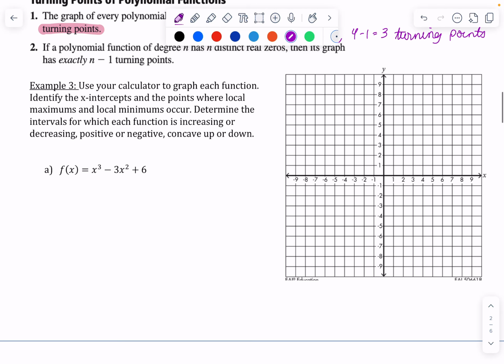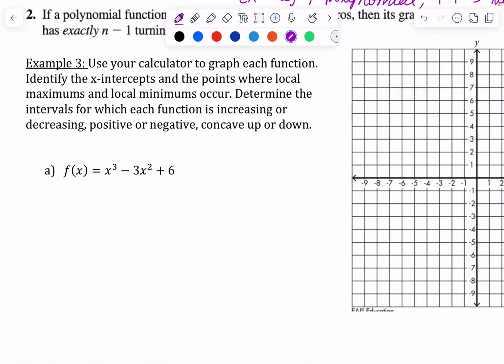Okay. For this next part, I'm going to have to use my calculator, and I won't be able to show you guys that, but just follow along on your own calculators and then check your answers with what I have. Okay, so for this, we're going to use our calculator to graph the function, and then we're going to identify x-intercepts, the points where the local max and mins occur, and determine the intervals where the function is increasing or decreasing, positive or negative, concave up or concave down.